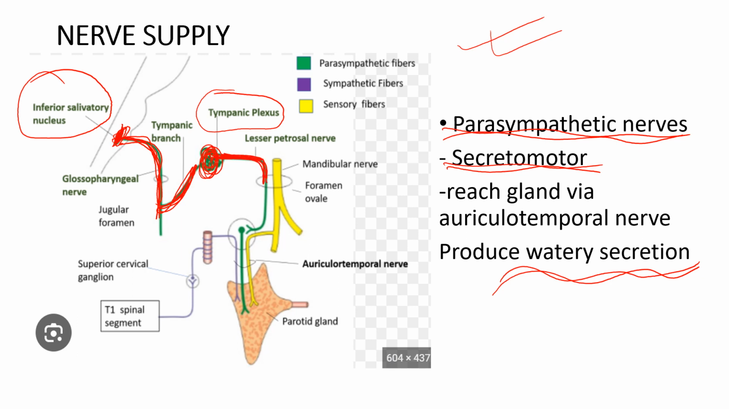This lesser petrosal nerve will enter the foramen ovale here. Once it enters the foramen ovale, it will convey preganglionic fibers to the otic ganglia. So the ganglia what you are seeing here, that is the otic ganglia. From the otic ganglia, the postganglionic fibers will accompany the auriculotemporal nerve and convey the parasympathetic secretomotor fibers to the parotid gland and produce watery secretion. Next, we will see how the sympathetic secretions are produced.